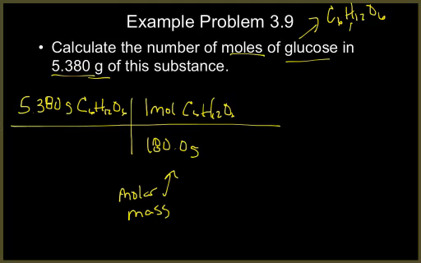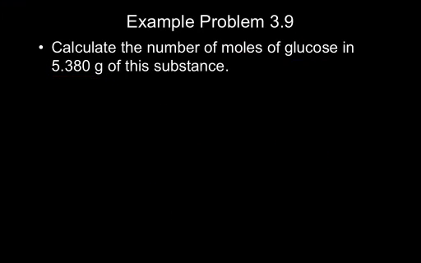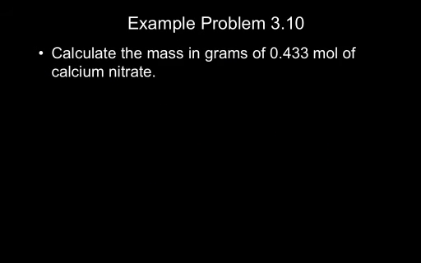So again, multiply across, divide top to bottom. So we end up with 0.02989 moles of glucose. Again, keeping 4 sig figs here because we had 4 to start out with. So this is moles of C6H12O6. Okay, let's try a couple more examples here. If you want to try one of these on your own, stop for a second and then come back and check and see if it's correct, that would be great.